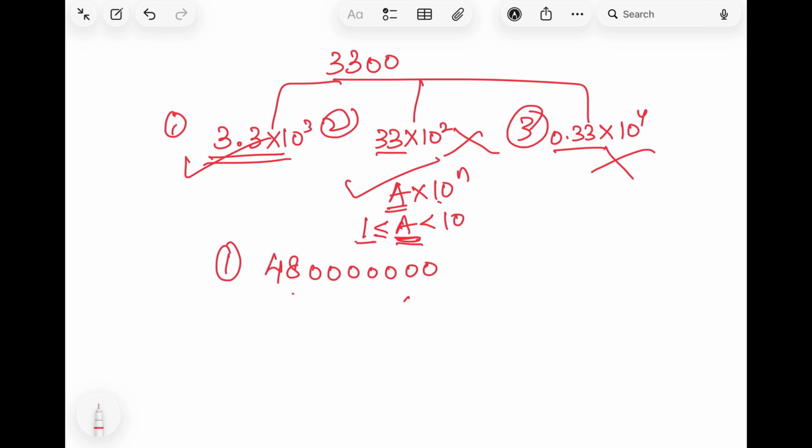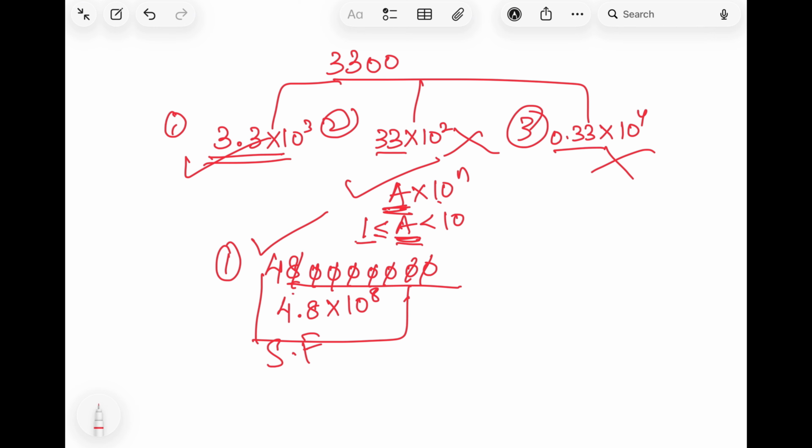Should I write 48 into 10 raised to 7 or 4.8 into 10 raised to 8? Obviously 4.8, because my a should lie between 1 and 10. So this will be 4.8 into 10 raised to what? What will be the power? Just count the digits from here: 1, 2, 3, 4, 5, 6, 7, 8. So the power is 8. This is the standard form of writing this very, very big number, right?